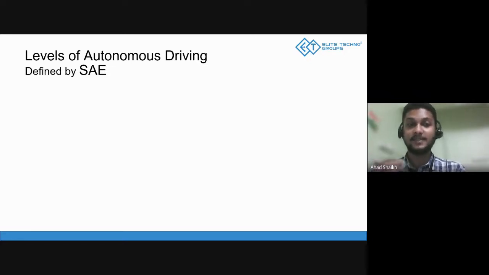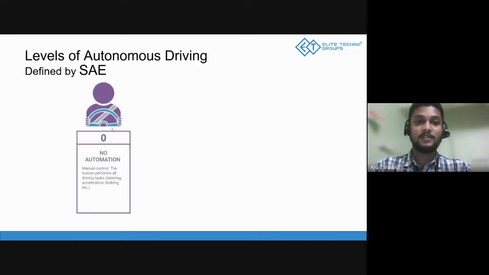So there are 6 levels of autonomous driving that SAE India has defined, and we'll see how those 6 levels exactly work. Okay, so the first comes zero. What happens in zero level of automation? There is no automation. Each and every control has to be done by the driver itself. The car won't do anything by itself. It's completely up to the driver. So that is zero level automation.